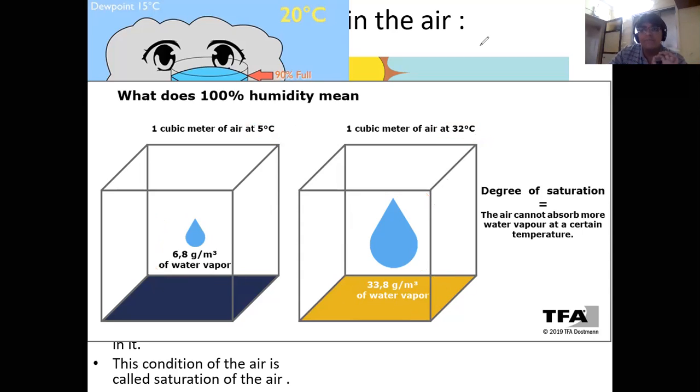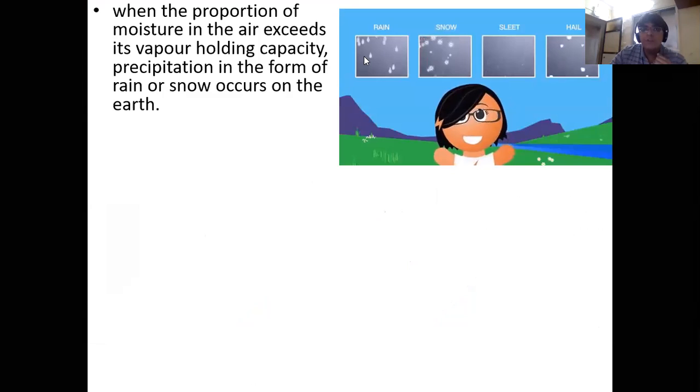आई होप आई एम वेरी क्लियर. When the proportion of the moisture in the air exceeds its vapor holding capacity, that is, अब मेरे air का saturation level आ गया, then precipitation will occur. Then it starts dropping down all the things that it has in the form of rain or snow or hail.